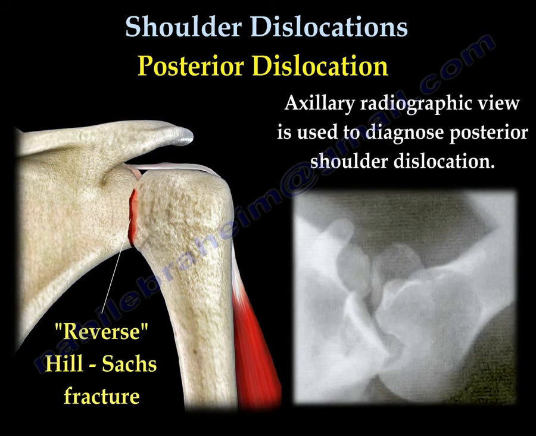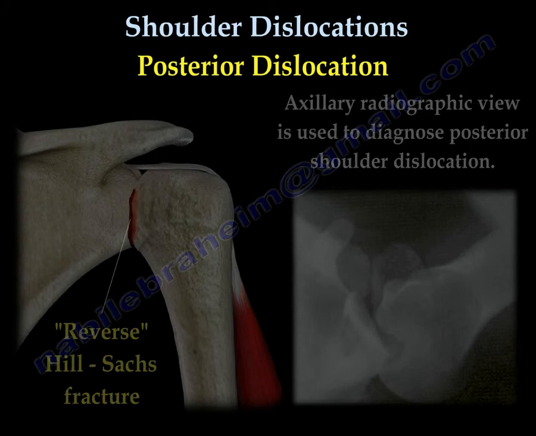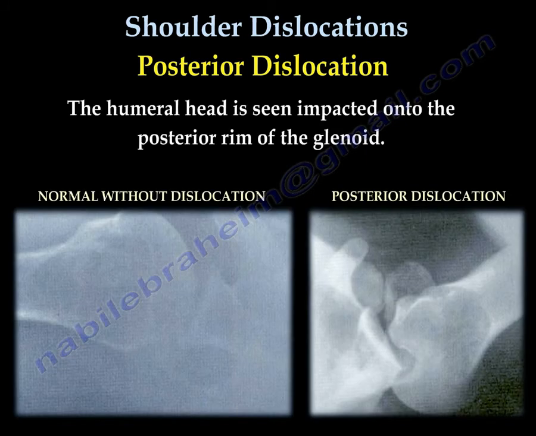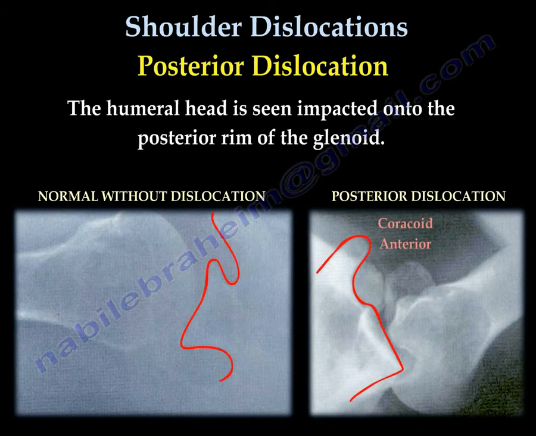Axillary radiograph is the best to diagnose posterior shoulder dislocation. You can see two axillary views. On the left, a normal one without dislocation. On the right, it is a posterior dislocation of the shoulder. How do I know that? Because the coracoid is anteriorly and the humeral head is going posteriorly.